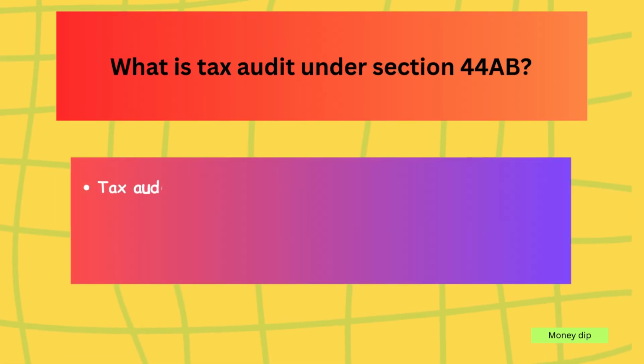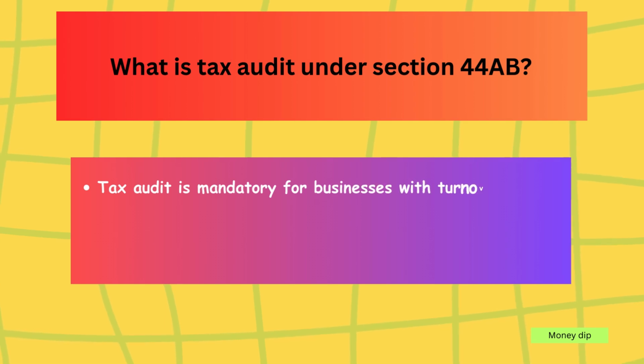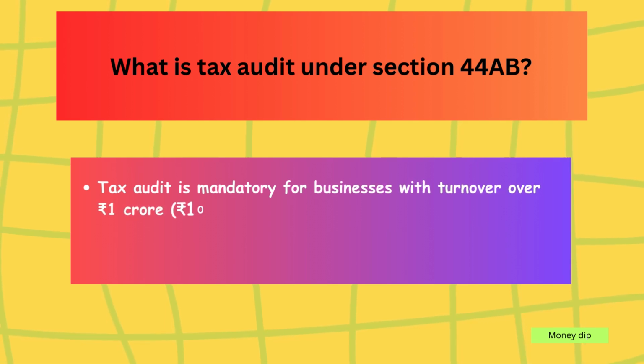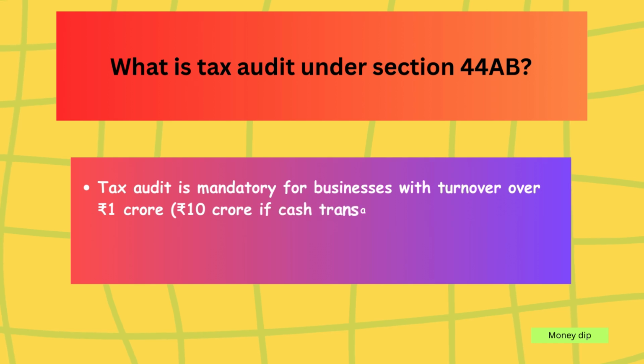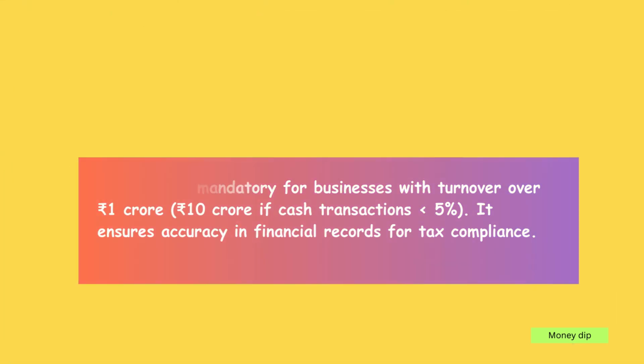What is tax audit under Section 44AB? Answer. Tax audit is mandatory for businesses with turnover over 1 crore rupees, or 10 crore rupees if cash transactions are less than 5%. It ensures accuracy in financial records for tax compliance.